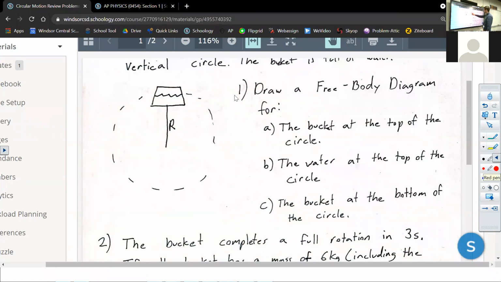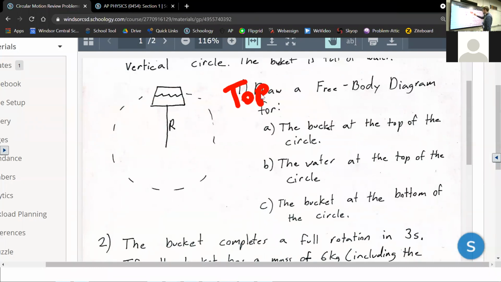First we want to look at it at the top of the circle, at the top of the bucket. So what forces are acting on my bucket? I want to remind you of the process. Step one is gravity affecting the bucket. Is it, Noah? Yeah, it is. So we've got FG going down.